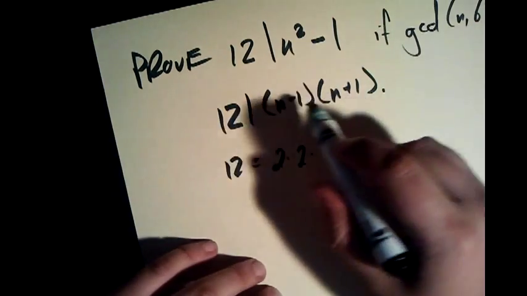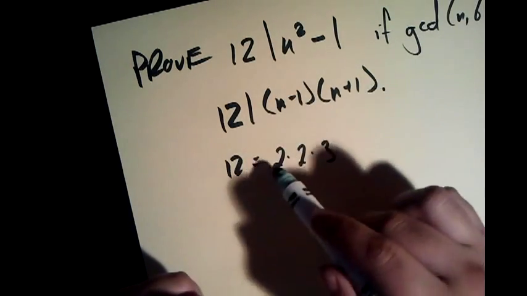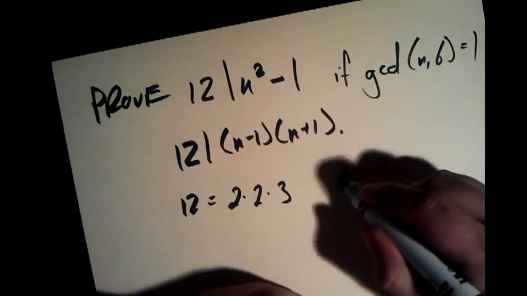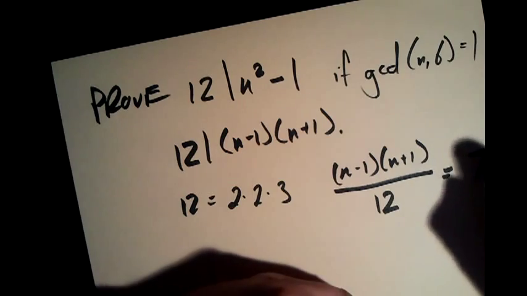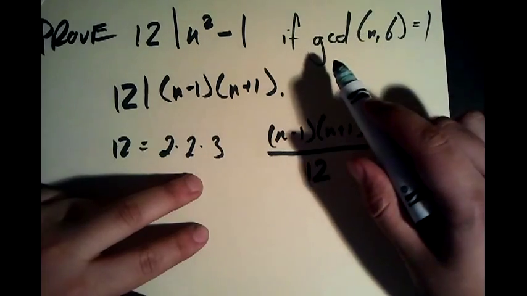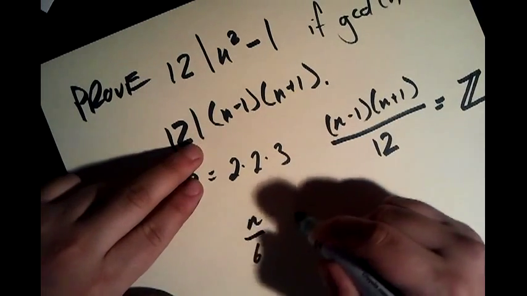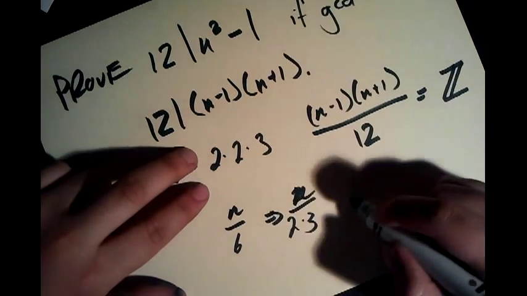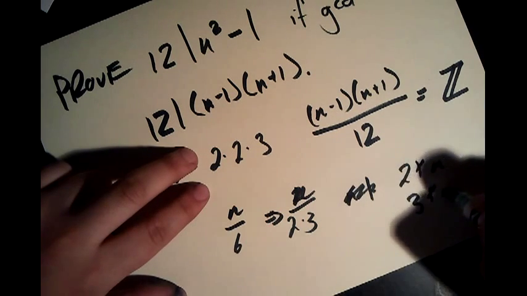So if this divided by 12 is to be an integer, then this has to be able to divide a 2, another 2, and a 3. So let's look at if that's possible. So n minus 1 times n plus 1 over 12 has to equal some integer, correct? We know that n and 6 have a greatest common divisor of 1. That means that n does not divide 6, that n does not divide 2 times 3. That means that 2 does not divide n, and 3 does not divide n.